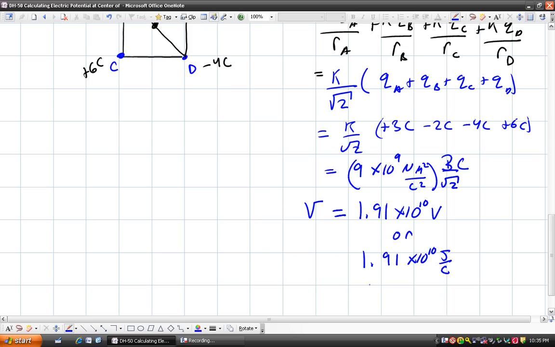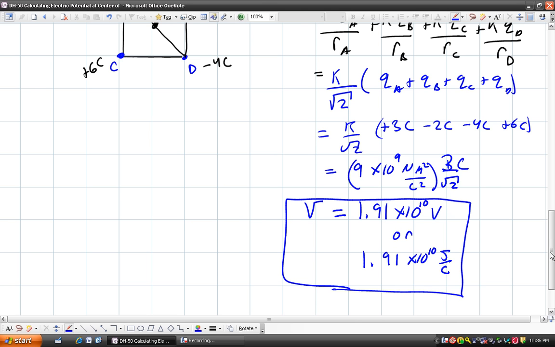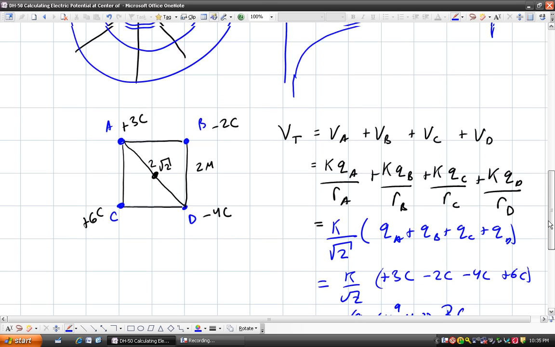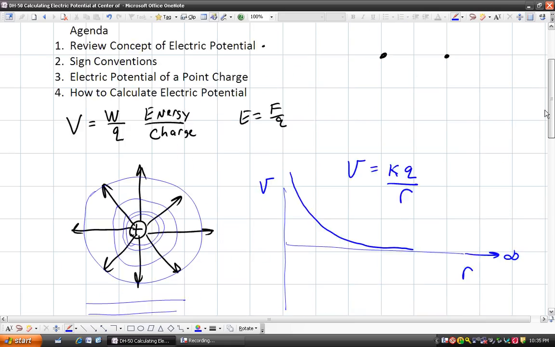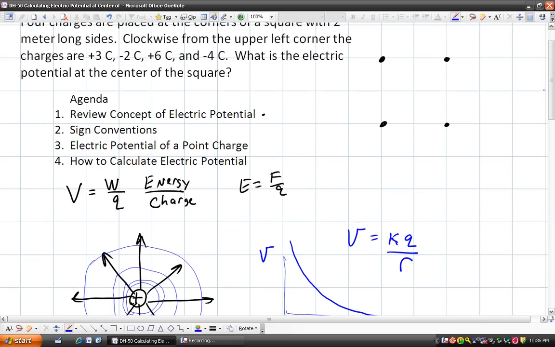Now, while I may have been talking a while here, if we had been calculating the electric field at the center, I would have been talking a lot longer. This really does simplify our life. So again, just reviewing, electric potential is a way of talking about the amount of potential energy a charge would have without having to know the charge ahead of time. Or, more specifically, the potential energy a 1 coulomb charge would have if you placed it, in this case, at the center of the square.